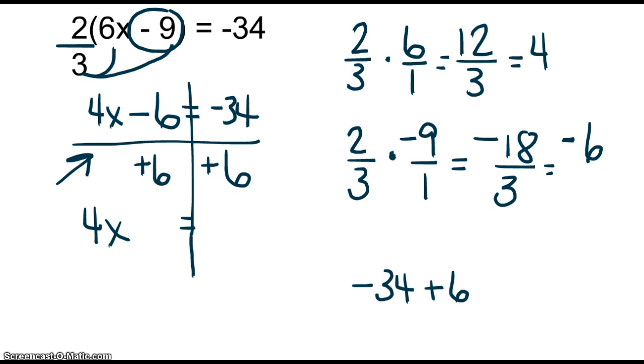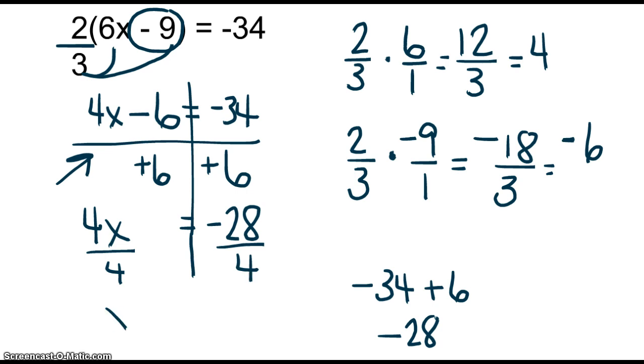Remember your song, same signs add and keep, different signs subtract. Keep the sign of the larger number, then you'll be exact. So I have different signs, it means I subtract 34 minus 6, and that gives us 28. And keep the sign of the larger number, which is negative, so negative 28. Now I have 4 times x equals negative 28. Do the opposite, which is divide, and negative 28 divided by 4, so a negative divided by a positive is a negative. 28 divided by 4 is 7.